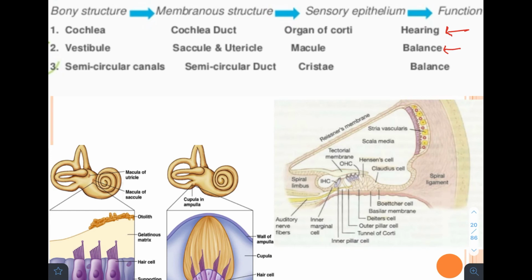And lastly, the semicircular canals, which are the part of the bony labyrinth. They contain the semicircular ducts within them, whose sensory epithelium is crista and it helps in balancing. So, this is a complete summary of the inner ear anatomy.